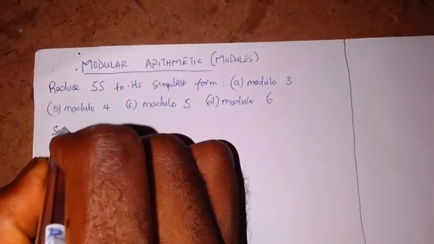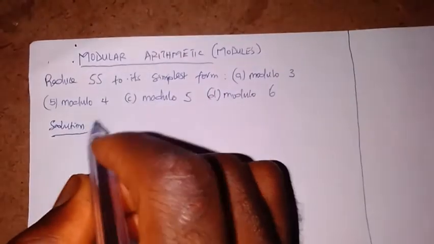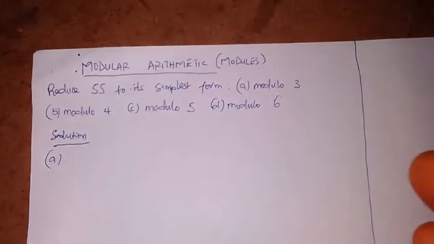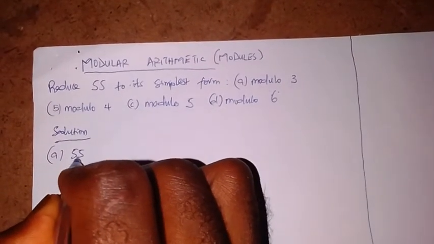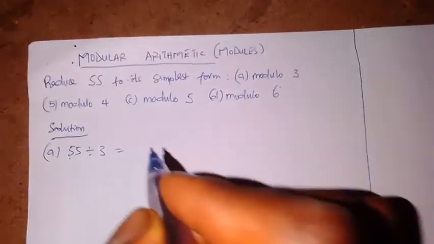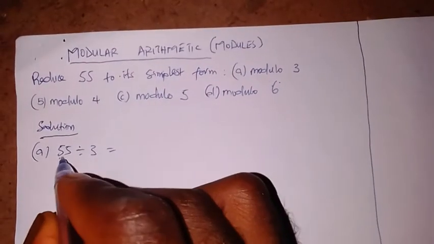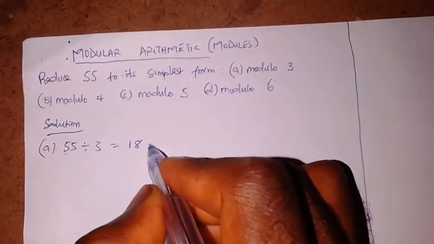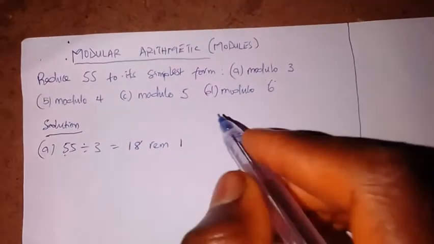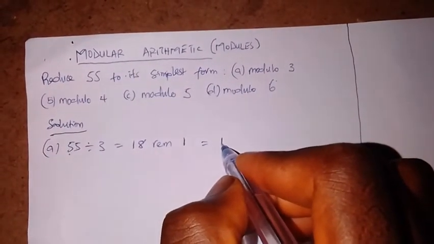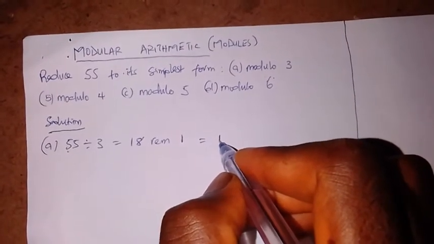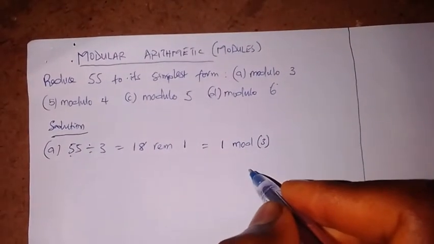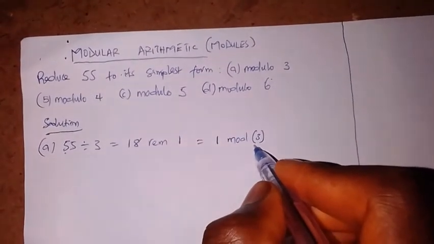Okay, so solution. How do we reduce this to all these modulo? Very simple. The idea is to divide by the modulo. So 55 divided by 3. 3 in 5 is 1, remainder 2. 3 in 25 is 8, so that's 18, remainder 1. So the answer will be the remainder, 1 modulo 3. Yes, because we solved modulo 3, that's why I'm putting modulo 3 here.